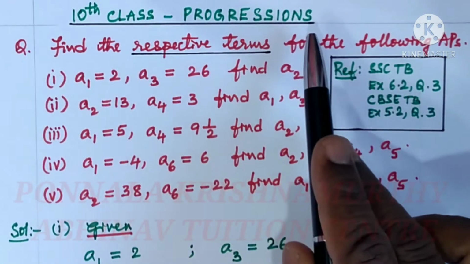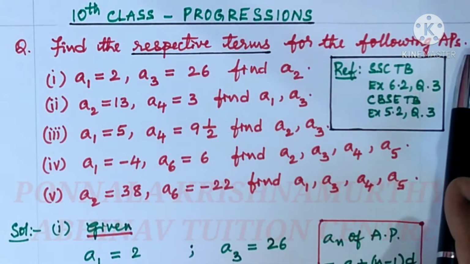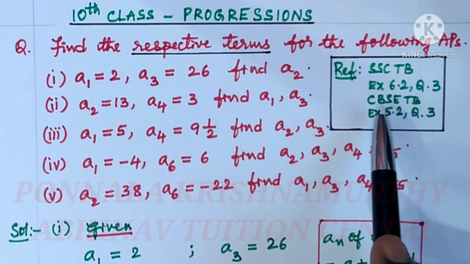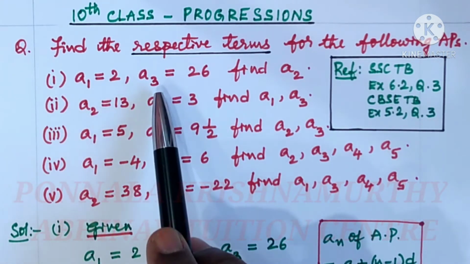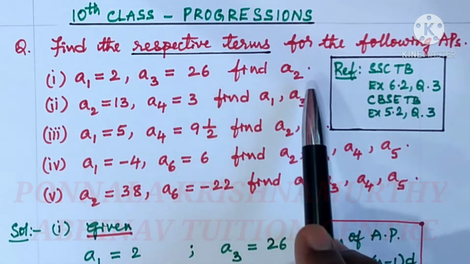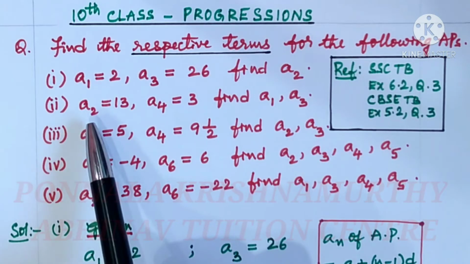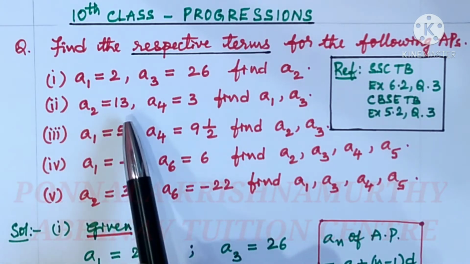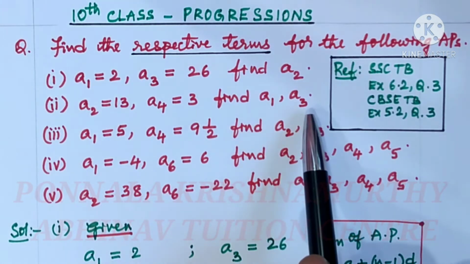10th class progressions. Find the respective terms for the following APs. Reference is here. Number 1, A1 equal to 2, A3 equal to 26, find A2. Second one, A2 equal to 13, A4 equal to 3, find A1, A3.